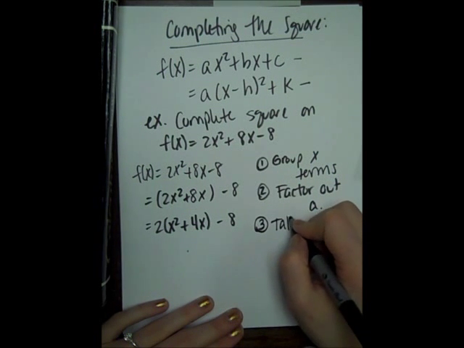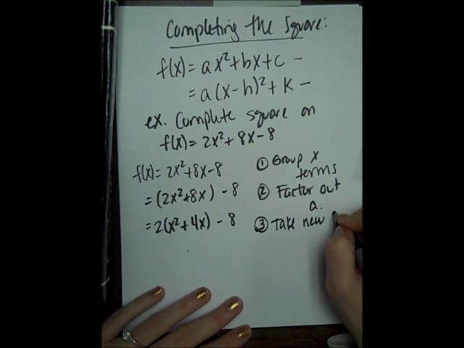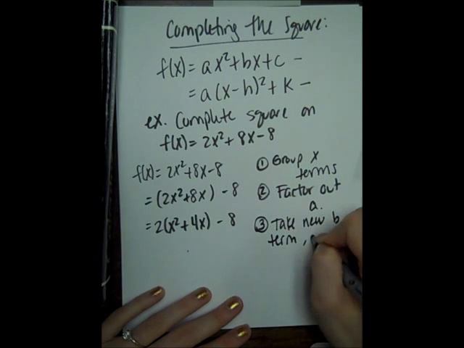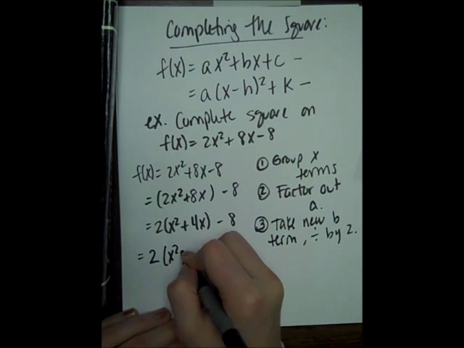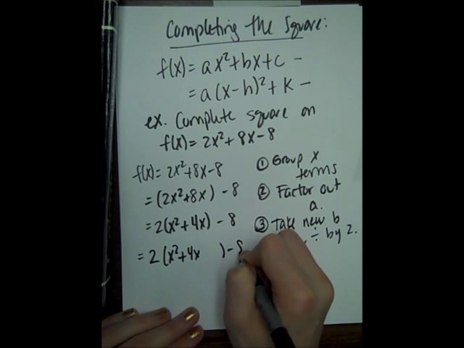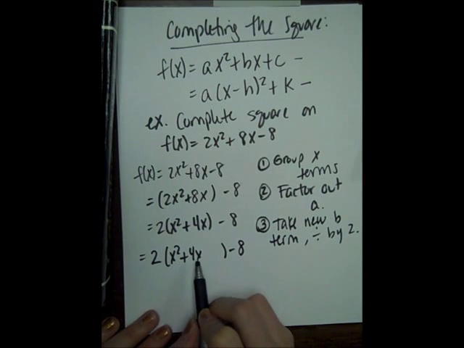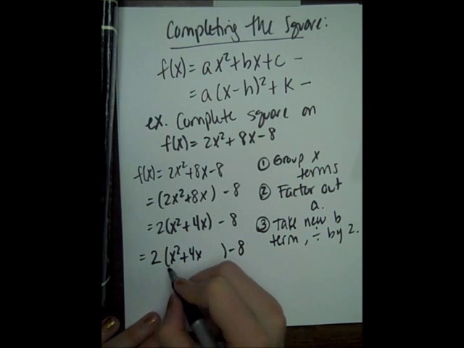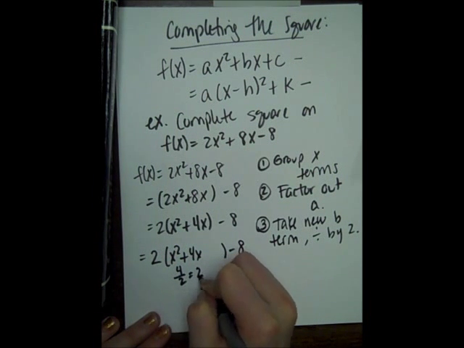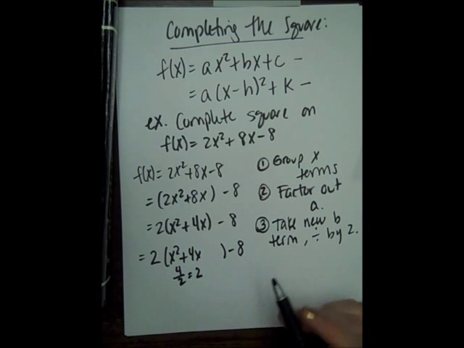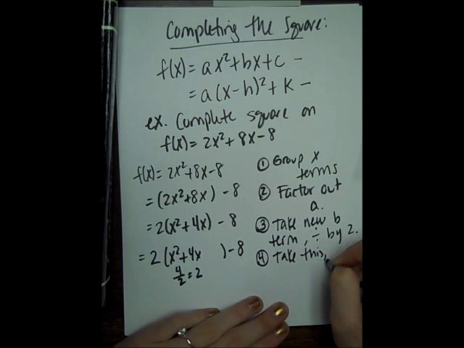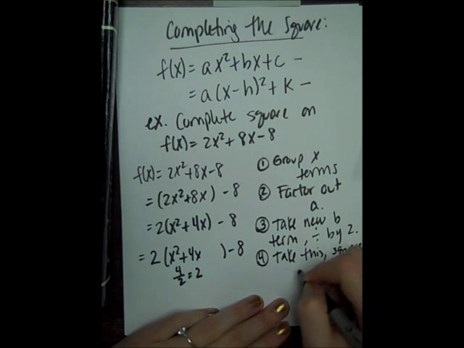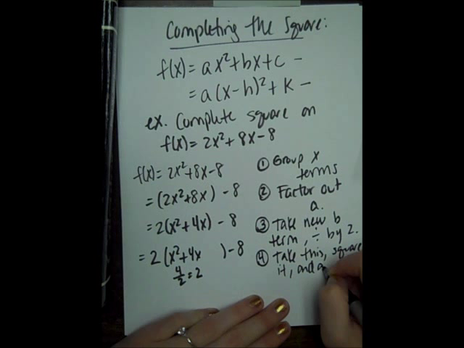3, take the new b term and divide by 2. So I'm going to put a little bit of room in here. So my new b term is my new linear term, which is a 4. That's my new coefficient. So 4 divided by 2 is 2. So I'm going to write that right here. What I do with that is take this, square it, and add inside the parentheses.